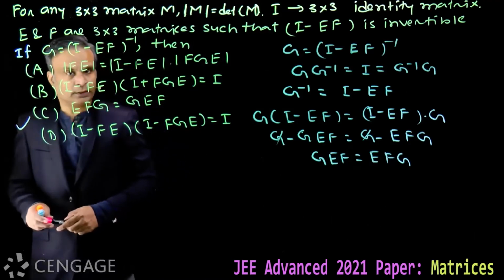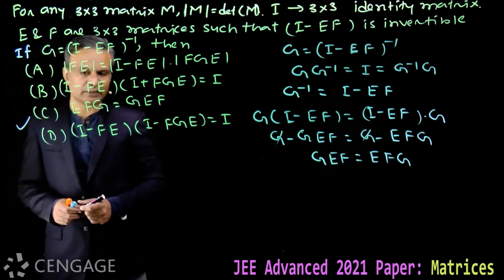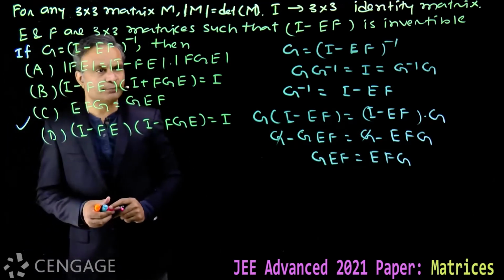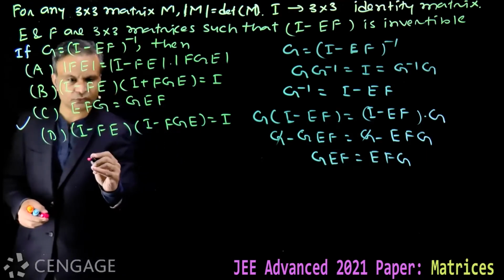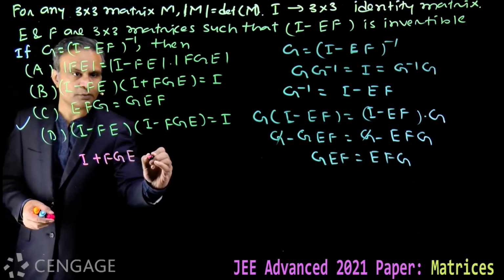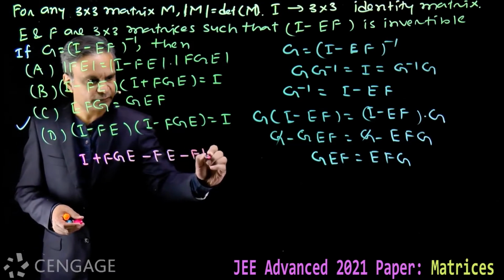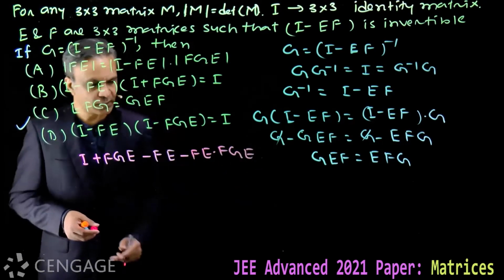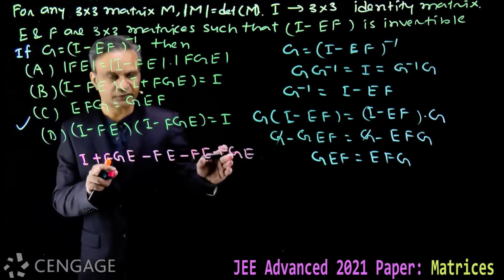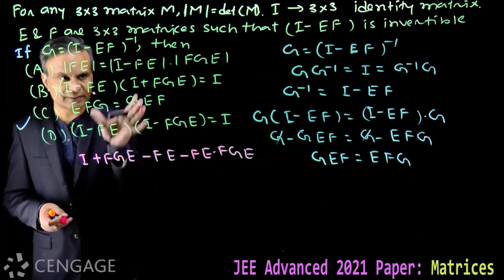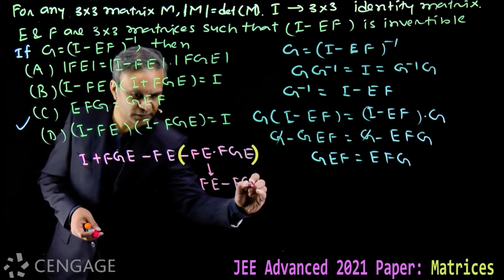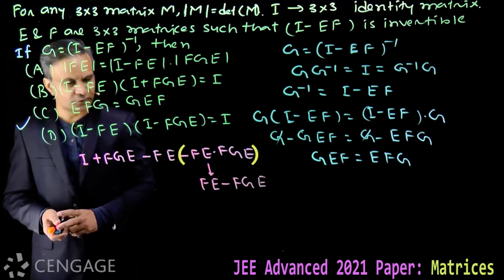Okay. Now we check either option B or D. Let's check option B. Here LHS is (I minus FE) into (I plus FGE). What do we do? We first expand this. We get I plus FGE minus FE minus FE into FGE. Okay. Now here we do not have any cancellation. We can get this product equal to I only if we have some cancellations. Now if this product is I, then this should be FE minus FGE. How can we prove this if it is so?